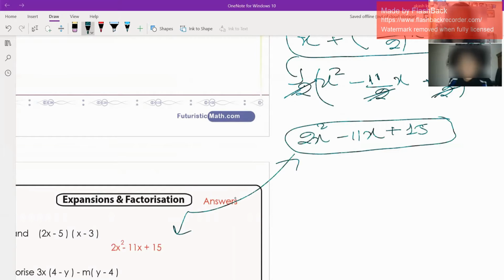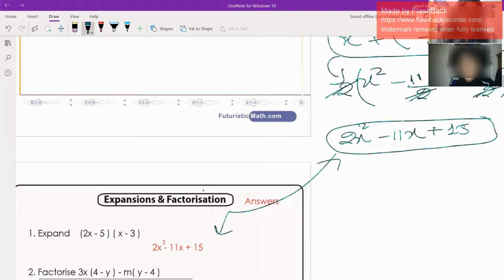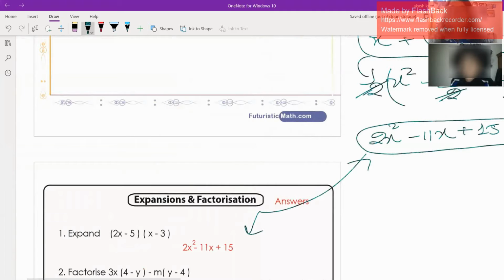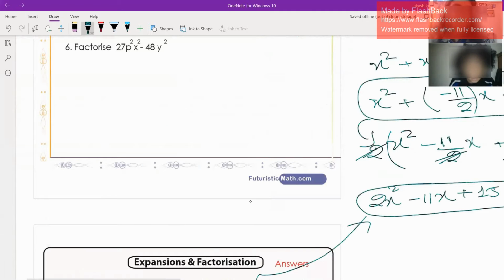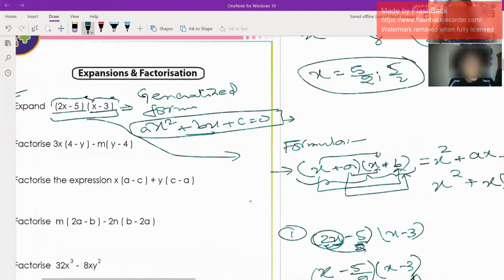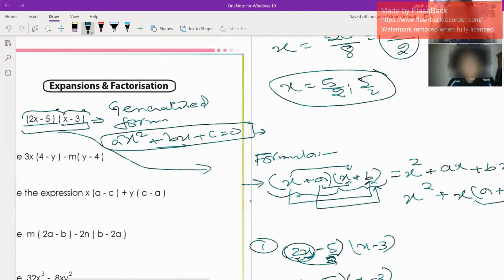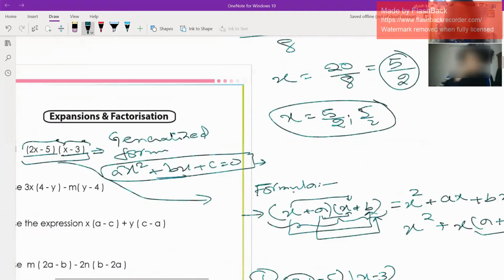Was this question clear to you? We are going to solve more questions on expanding. So was the logic clear to you? Okay.